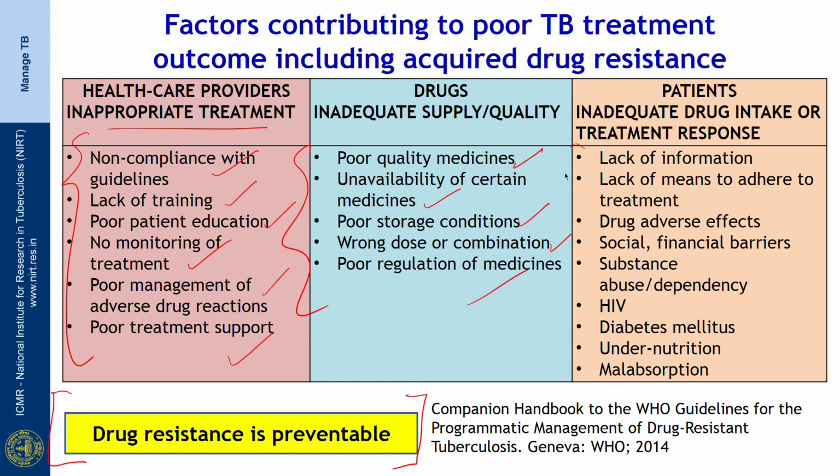From the patient perspective, it might be due to lack of information provided, lack of means to adhere to treatment, drug adverse effects, social and financial barriers, substance abuse or dependency, comorbid conditions like HIV and diabetes mellitus, undernutrition and malabsorption. So, all these factors contribute to acquired drug resistance. It is very important that all these factors are addressed and drug resistance is prevented.